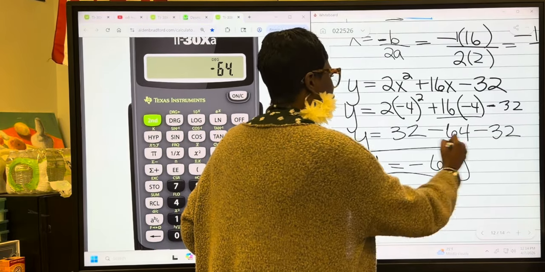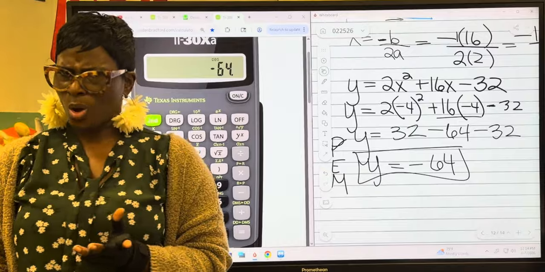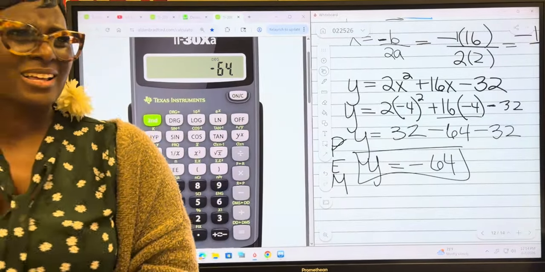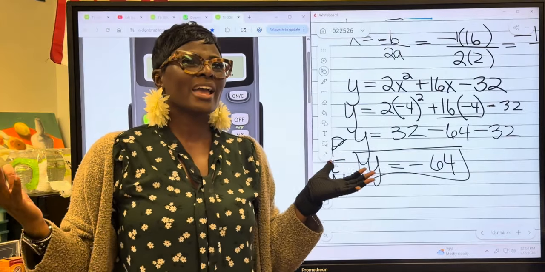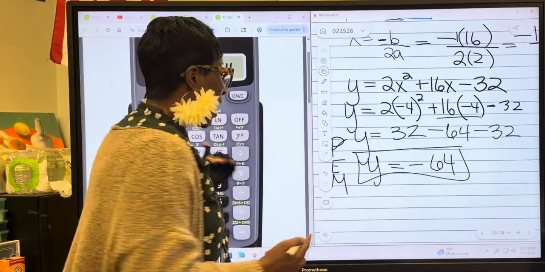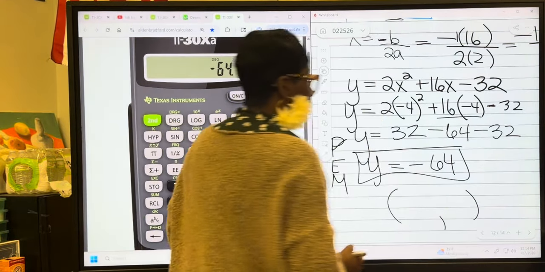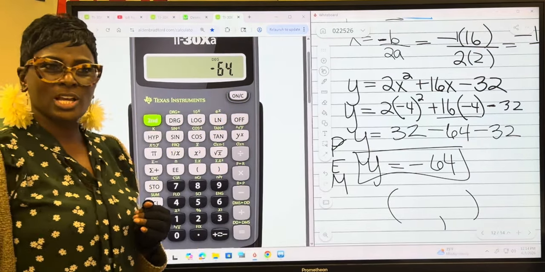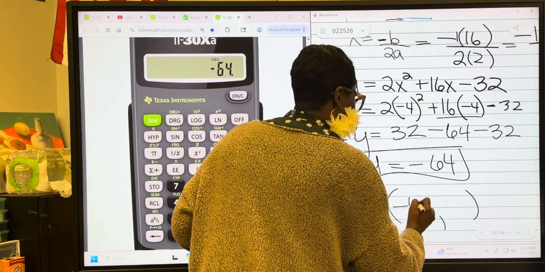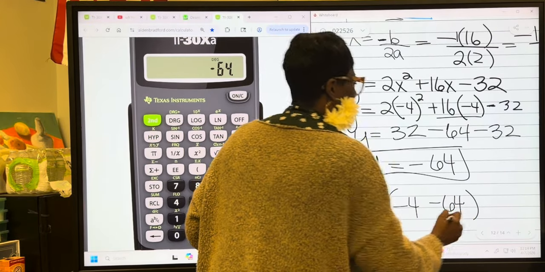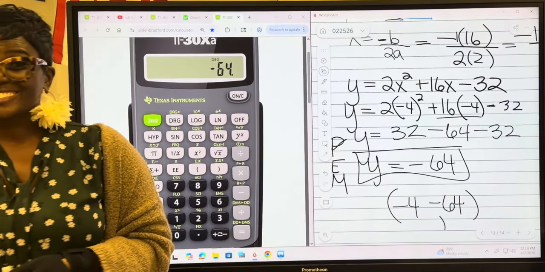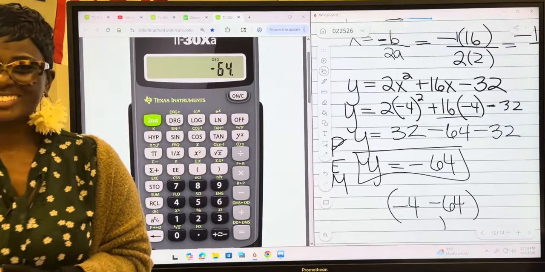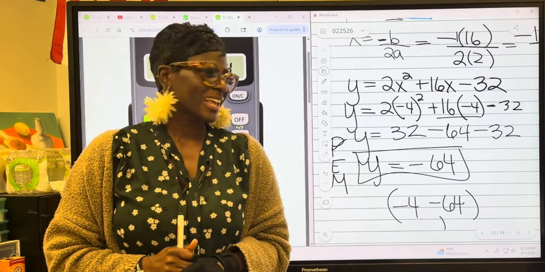Now let me ask a question. Is that my solution? No. What is that? The y of my vertex. So do I now have my whole vertex? Yes. And what is it going to be? Negative 4, negative 64. Very good. Y'all clap it out for Guido. He got it right.